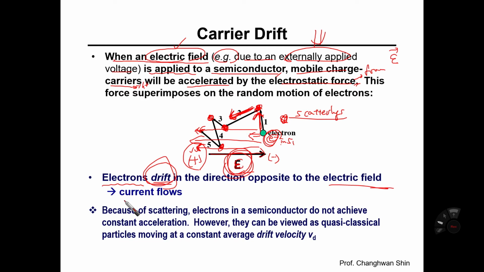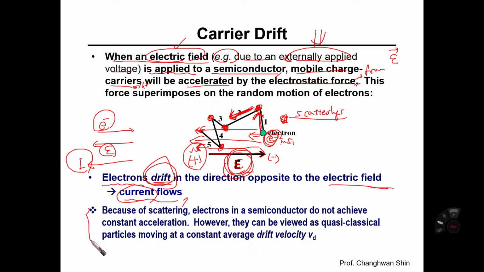So because of this drift mechanism, current can be formed and flows across the silicon material in the direction opposite to the electric field. Okay, the current is not in the same direction of the electric field, because I'm talking about the current flow. The electron itself is moving in this direction, which means the electric field is applied here in this direction. So the current is formed in the same direction of the electric field. However, the electron is drifted or moved by drift mechanism in the direction opposite to the electric field. Okay.